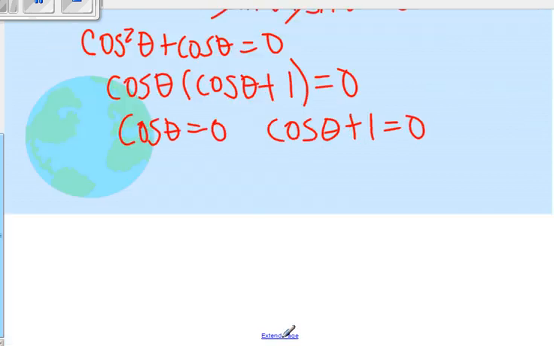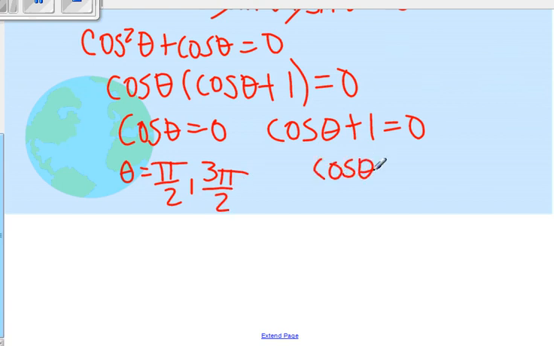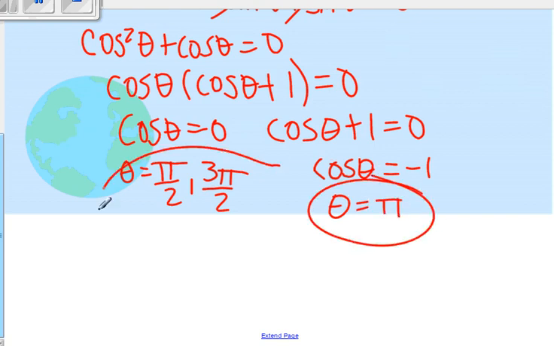Okay, so cosine of theta equals 0 at pi over 2 and 3 pi over 2. And then cosine theta equals -1 at pi. So those would be our values there.